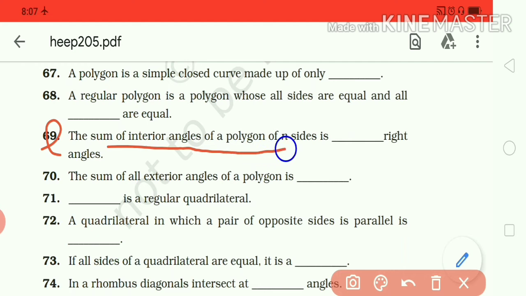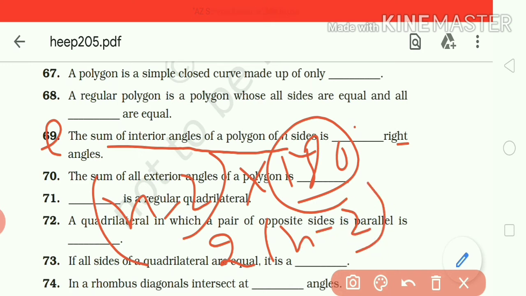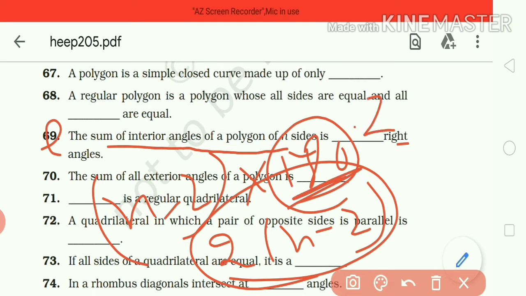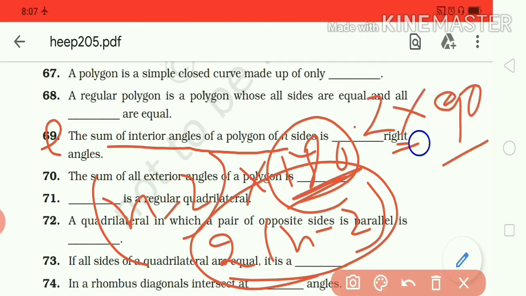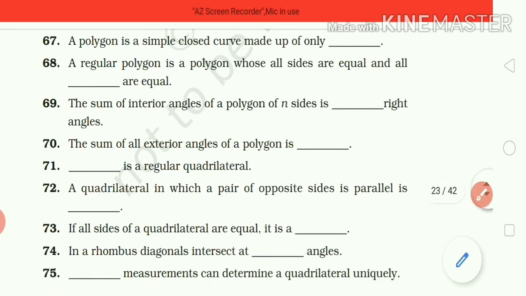The sum of interior angles of a polygon of n sides is dash right angles. Okay, you know the sum of interior angles of n sides is (n minus 2) into 180 degrees, right? And how many right angles? It means 2 right angles. So 2 into (n minus 2) right angles. So this is the answer, 2 into (n minus 2) right angles, because 180 can also be written as 2 into 90, and right angle we have already given, so we will not count this one. Only 2 times (n minus 2), right? So come to the next question.